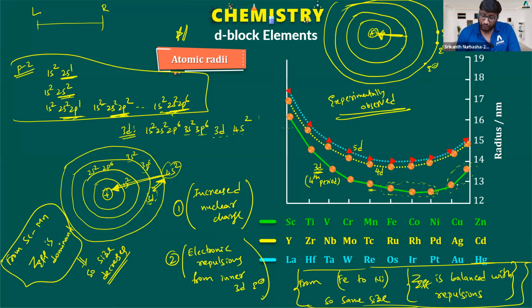Finally, from copper to zinc, more number of electrons are present. Because in copper and zinc you have a very high number of electrons present. Because of the very high number of electrons, repulsions are going to be the dominant factor. Because of that, size increases.